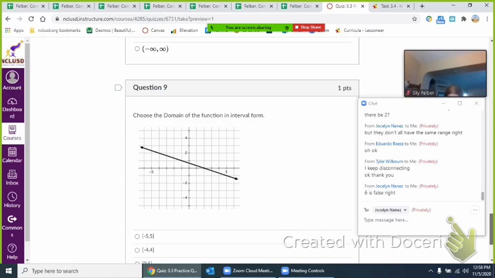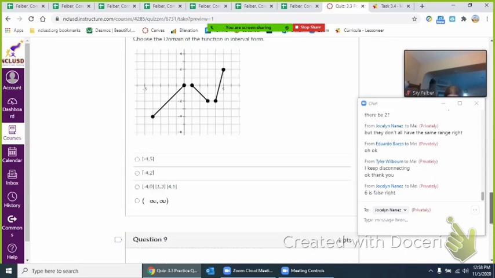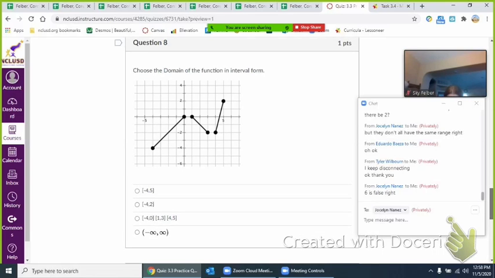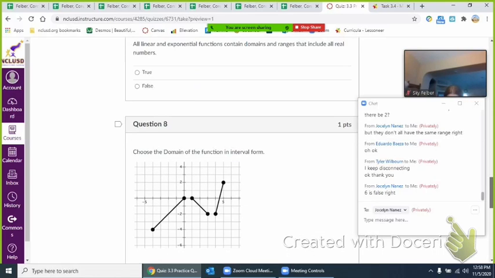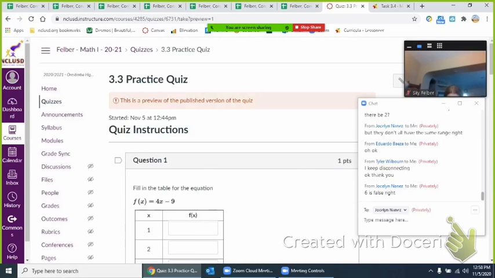You've got one function with arrows. Like we talked about, you have to figure out what the domain is, left and right, the x-axis. Then you have another function that's all endpoints, and there are gaps. So that's like what we just talked about.